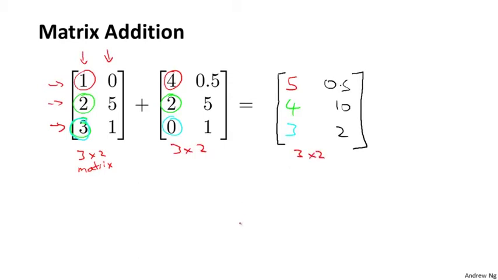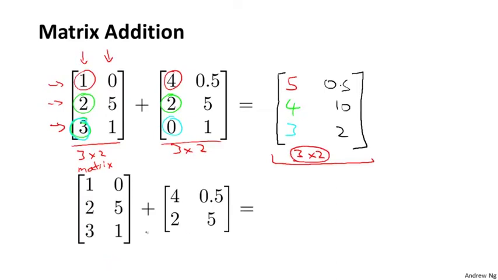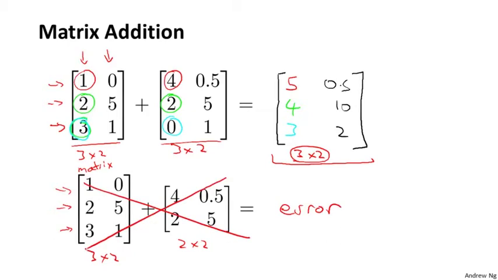So you can only add matrices of the same dimension, and the result will be another matrix of the same dimension as the ones you just added. In contrast, if we take these two matrices, this one is a 3 by 2 matrix, so again, 3 rows, 2 columns. This here is a 2 by 2 matrix. Because these two matrices are not of the same dimension, this is an error. You cannot add these two matrices, and their sum is not well defined.